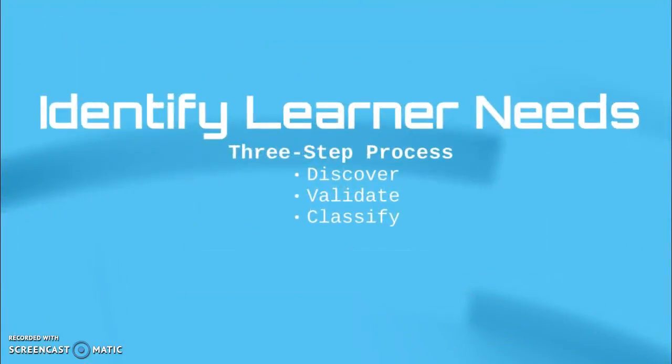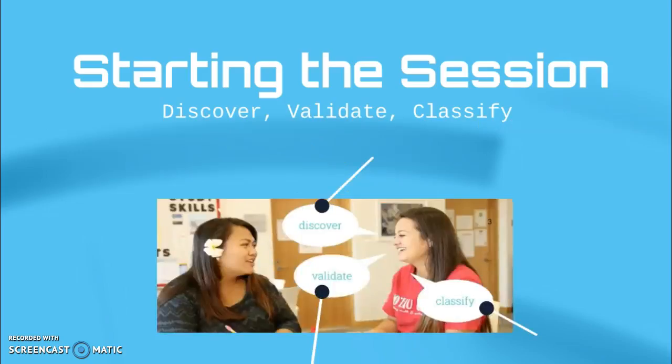So the first step in this four-step process is the assess step. Now this assess stage is synonymous with assessing the learner needs covered in Unit 2. Of course, we remember that during this step, you're trying to figure out where the student is having trouble or what they need help with. So remember, when identifying learner needs, you should utilize the three-step process, which is discover, validate, and classify. This always happens at the beginning of any tutoring session.